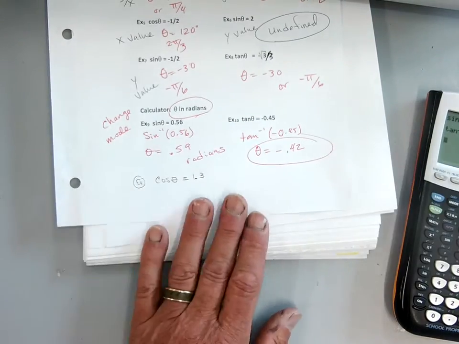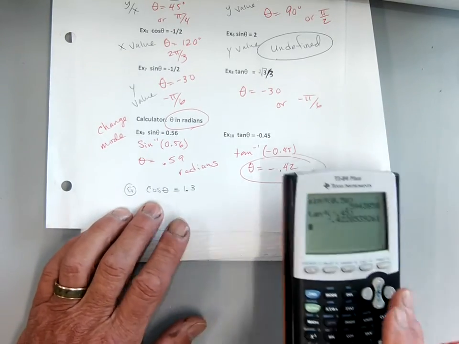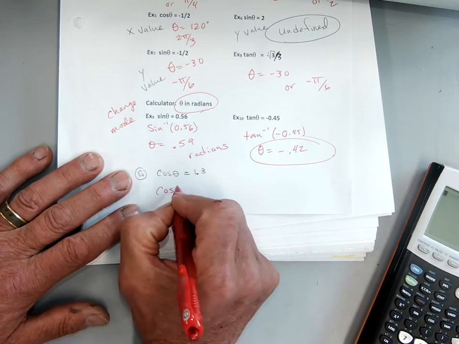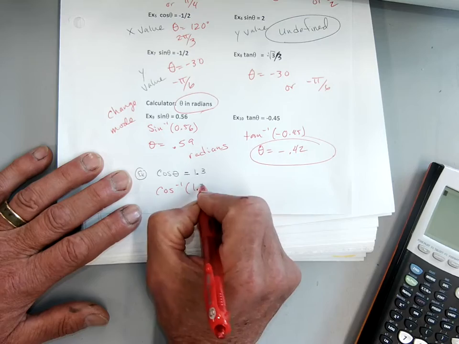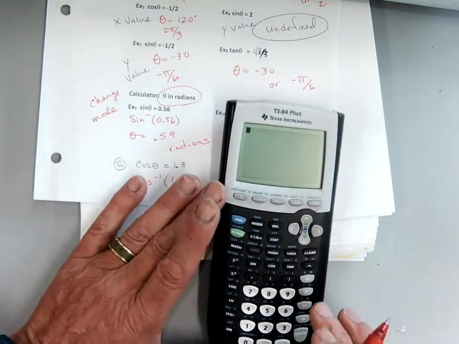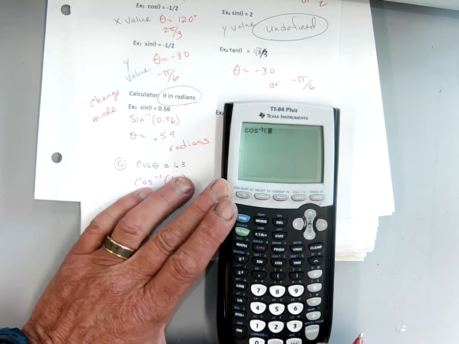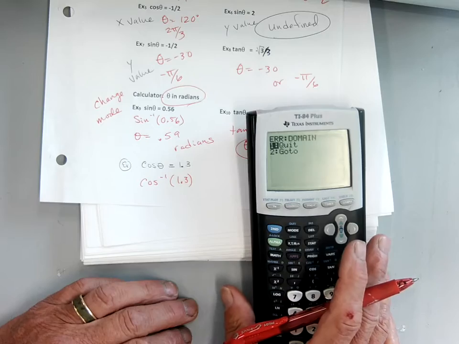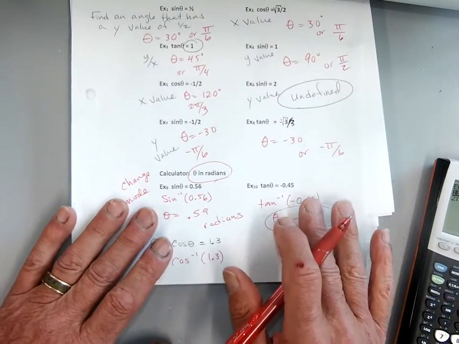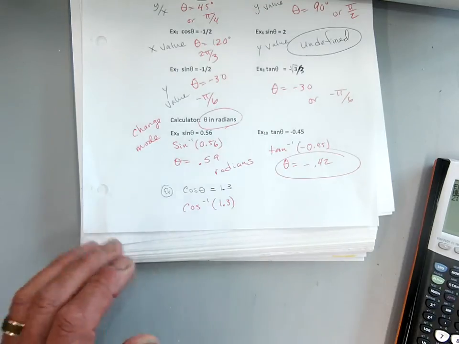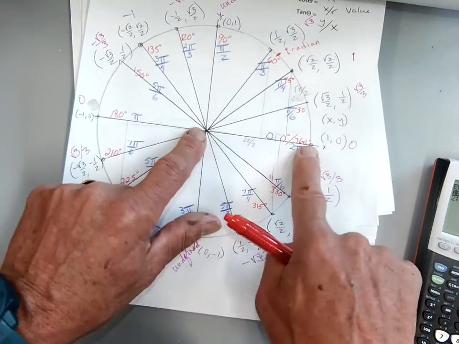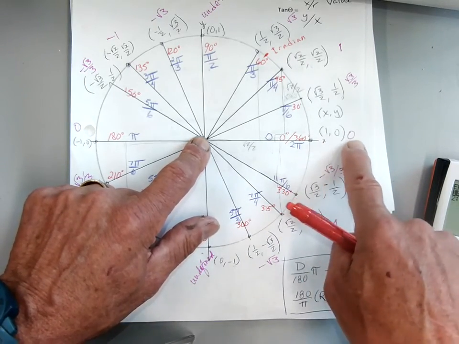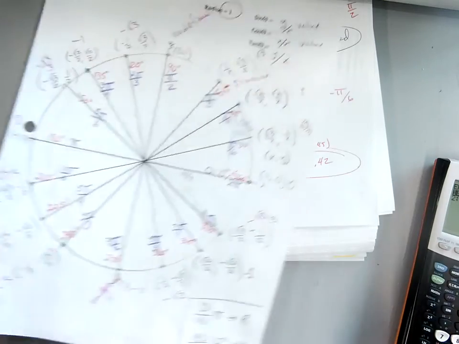Okay, now what about example 3? Okay, so again, I'm looking for the angle. I'm going to go cosine inverse of 1.3, and I get an error. How come? Why did I get an error? Because it can't be greater than 1. Yeah, so if I take a look at my unit circle, here's my 1 for cosine right there. You guys see 1 for cosine? 1.3 would be out here, wouldn't it? Which doesn't put it on the unit circle at all, so that's undefined. Nice job, Giselle.